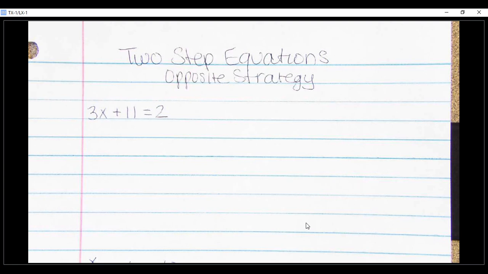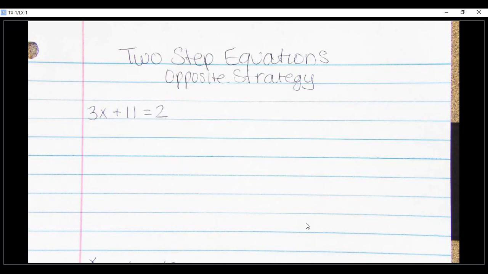Hi everyone. Today we're going to be talking about two-step equations, and the strategy we're going to be really looking at is the opposite strategy. So remember that two-step problems are equations that can be solved within two steps, and we're going to use the skills that we learned from the one-step equations and apply it to this different situation.